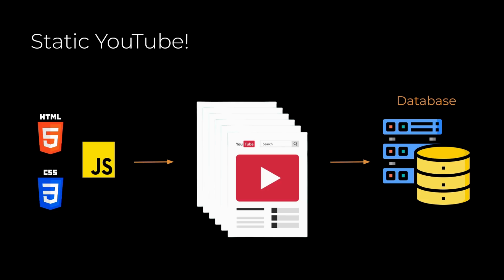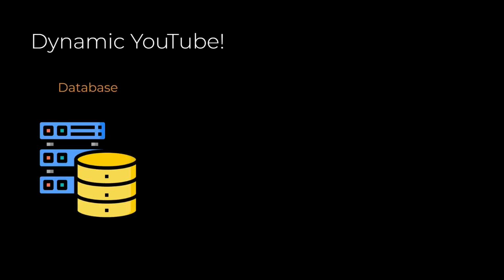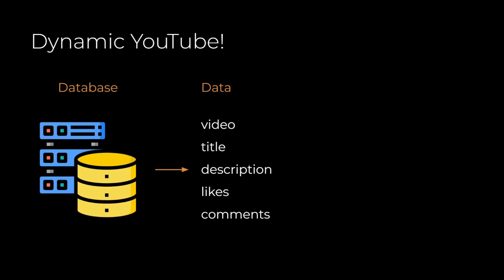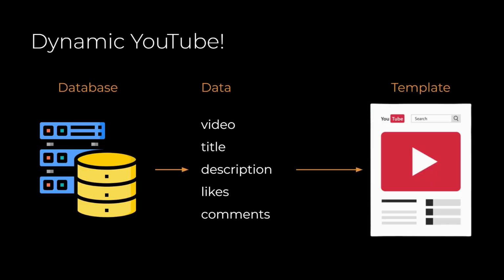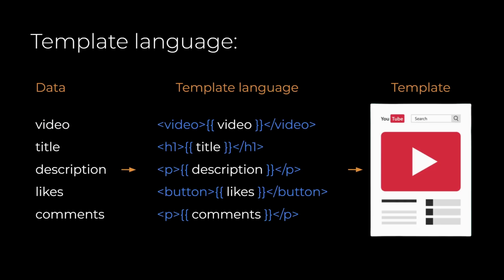Rather, an efficient way would be to save all the videos, the title, description, etc. in the database, and when a person wants to watch a video, we take that data from the database, like video, the title, description, amount of likes, comments, etc. and show it on the template, like filling in the gaps. Therefore, a template language works between the data and the template.